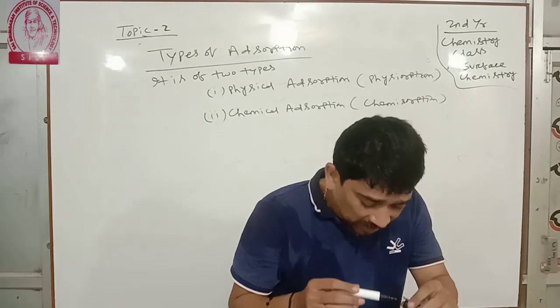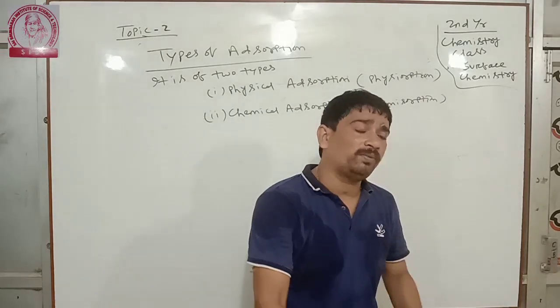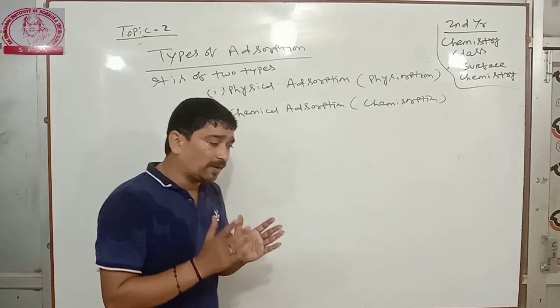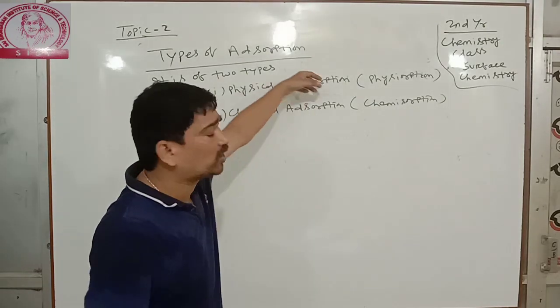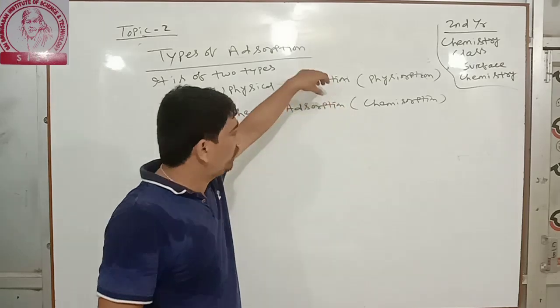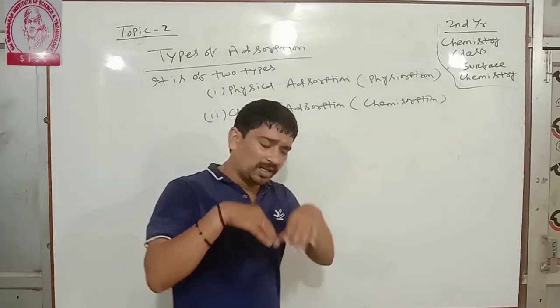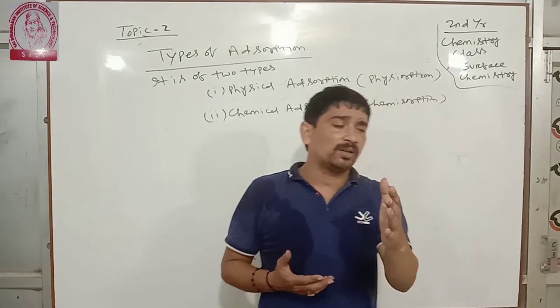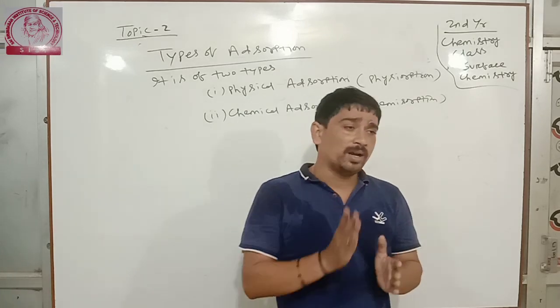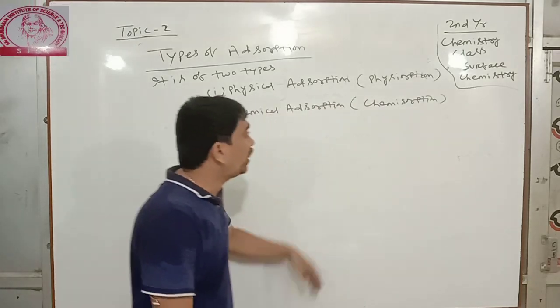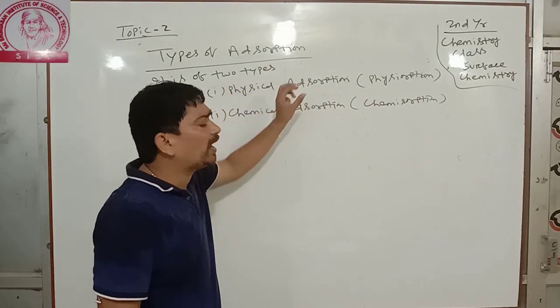The classification is based on the types of force operating between adsorbent and adsorbate. Physical adsorption and chemical adsorption are divided based on the types of forces operating between adsorbent and adsorbate.